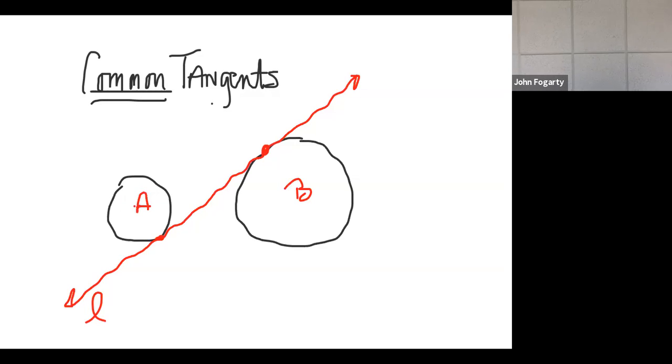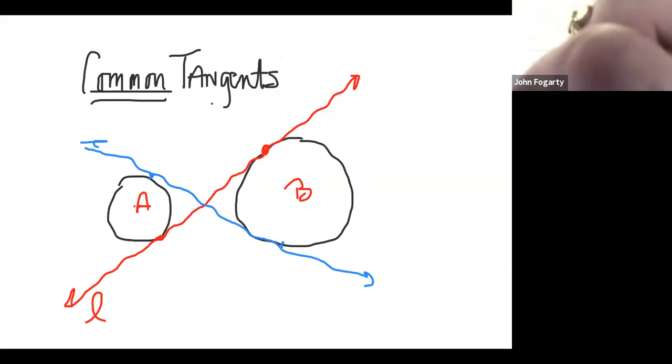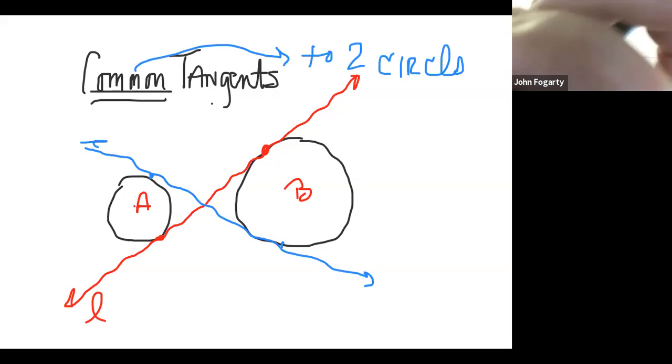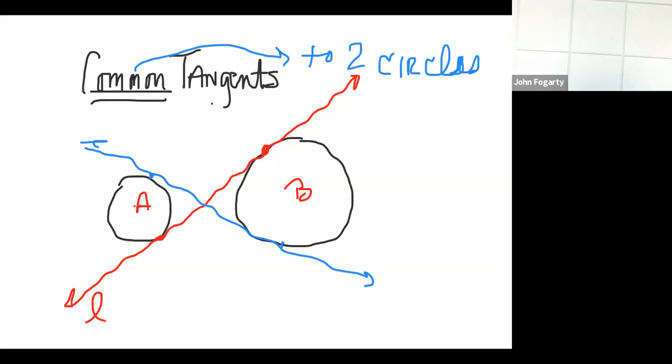Now, there's a lot of them, but this is another example of a line that would be called a common tangent. Not a great artist, so you've got to deal with me, all right? Does that make sense? It just means it's common to two circles. All righty? So when you see the term common tangent, it just means it's common to two circles.